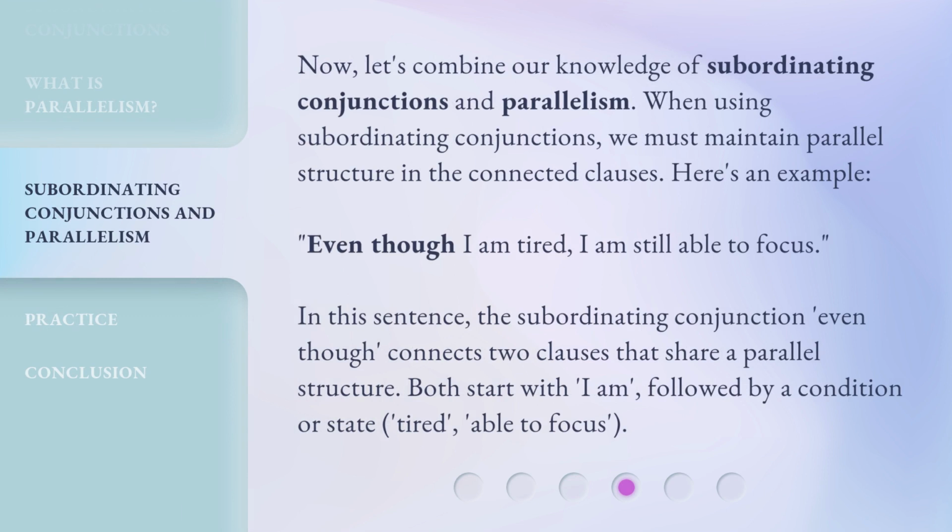Now, let's combine our knowledge of subordinating conjunctions and parallelism. When using subordinating conjunctions, we must maintain parallel structure in the connected clauses. Here's an example. Even though I am tired, I am still able to focus. In this sentence, the subordinating conjunction, even though, connects two clauses that share a parallel structure. Both start with I am, followed by a condition or state, tired, able to focus.